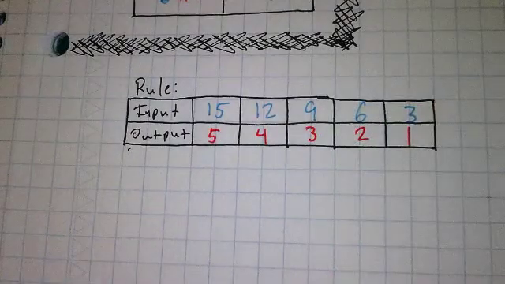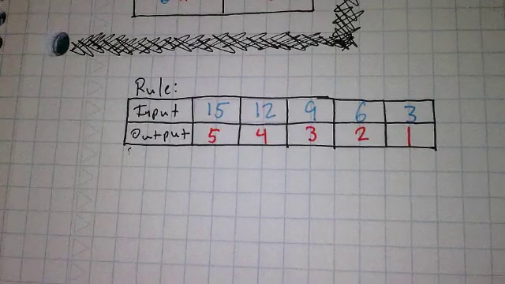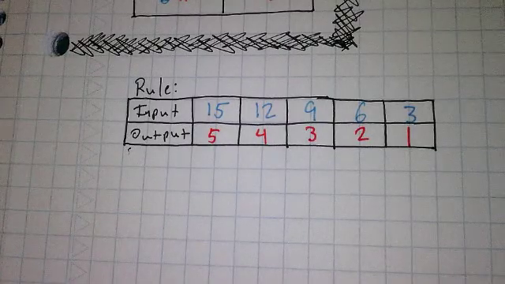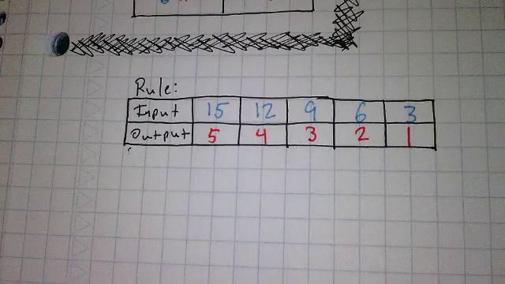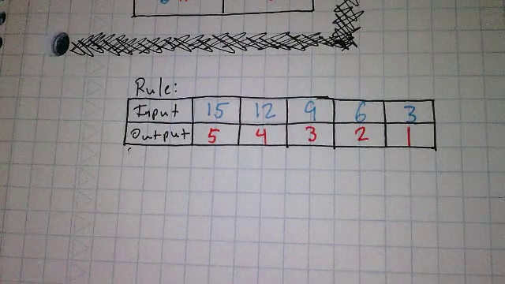Okay? Sometimes it'll give you a full input-output table, but what it wants you to find is what the rule was. So it gives you a table, but you have to figure out what rule this table is following. Okay? So, how can we find what this rule is?